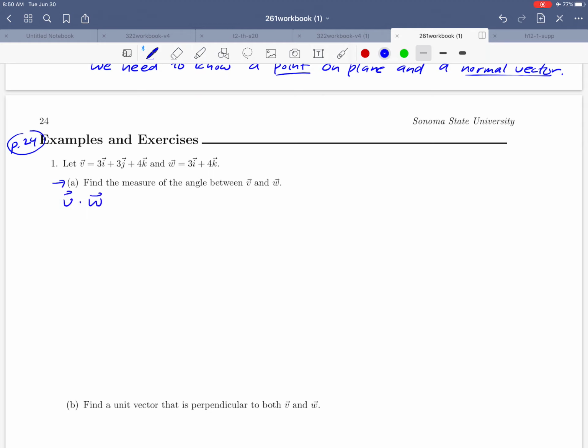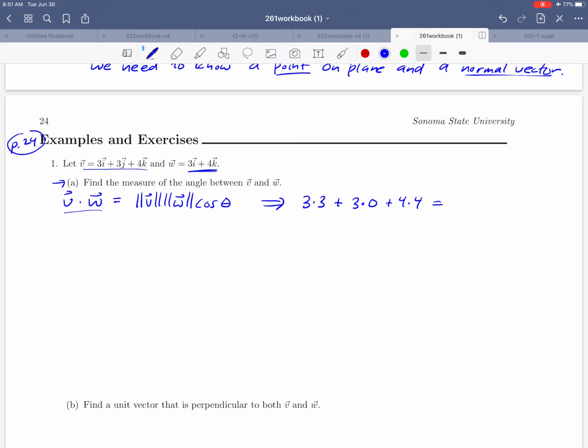So I'm just going to start by copying down that formula. It says that v dot w is the length of v times the length of w times the cosine of the angle in between. Okay, so we need to do some calculations to use this. On the left-hand side of the formula, we need to calculate v dot w. So we're going to take v and dot it with w. That's going to give us 3 times 3, the product of the first two components, plus 3 times 0, because notice that w has no j component, plus 4 times 4. All of those together are the dot product.